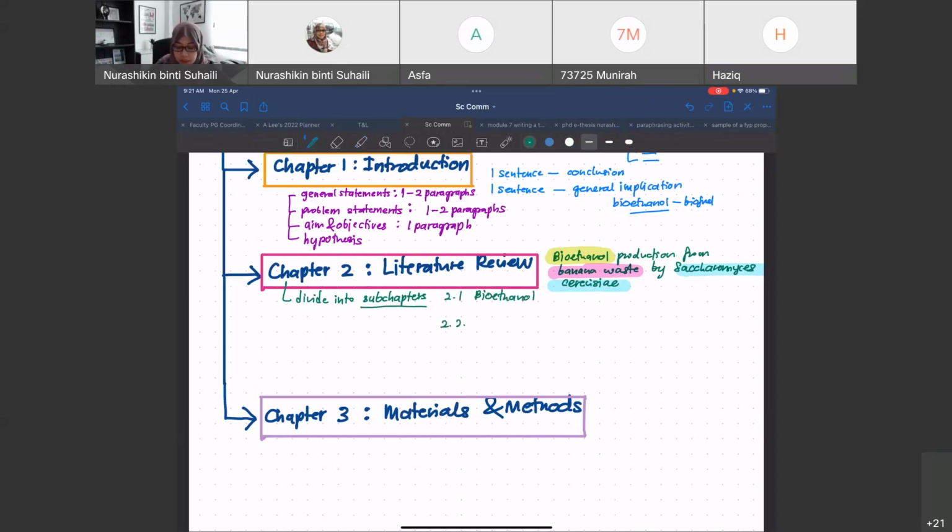And then 2.2, you may talk about banana waste. What kinds of waste? How many types of banana waste? And what are the works that have been done using banana waste? Things like that, okay? This is just a very simple example. You may have other relevant subtopics. Maybe fermentation methods, because you are going to use fermentation for producing it. So fermentation techniques. It depends on how you understand your topic. But creating the subchapter is very important.